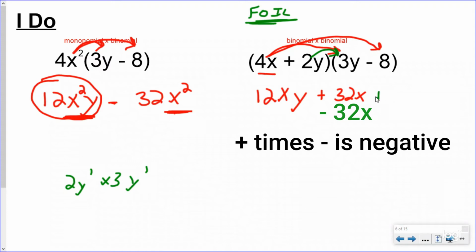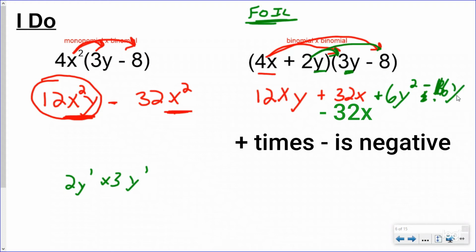So we multiply the coefficients. That's going to be 2 times 3, which is 6. And then it's going to be y squared, because these are the same variable, you have to add those together. And then last in our FOIL would be 2y times 8, which would be, well, that'd be subtraction. Let me just erase that. There we go. It's positive 2y times negative 8. So this would be minus 16. I was looking at the wrong numbers.